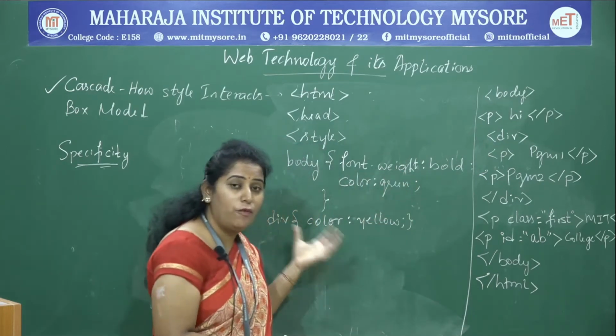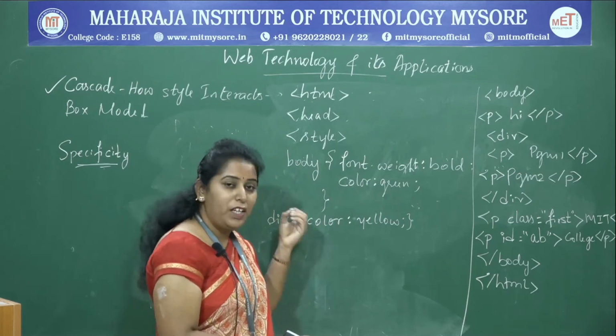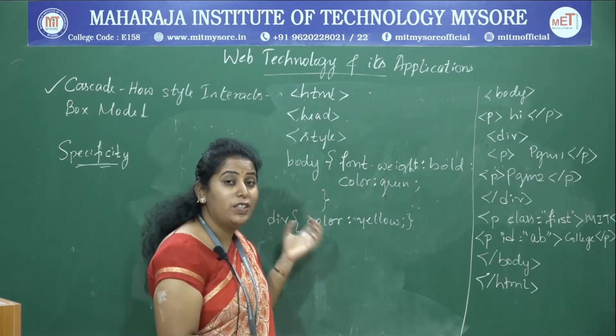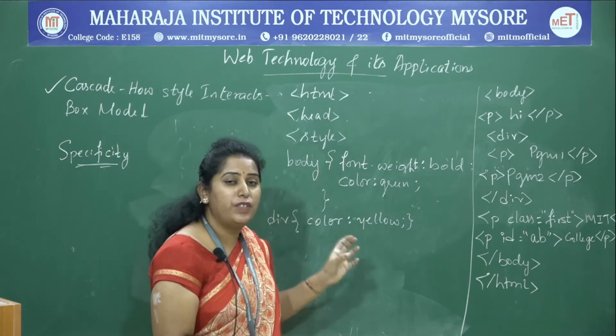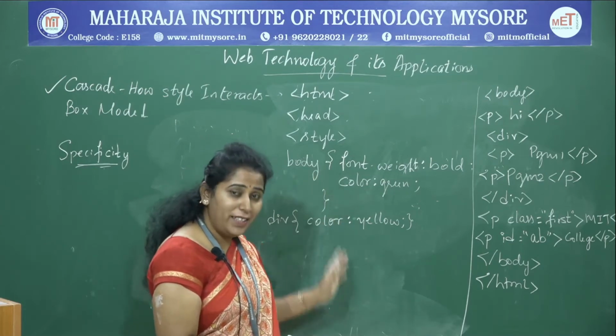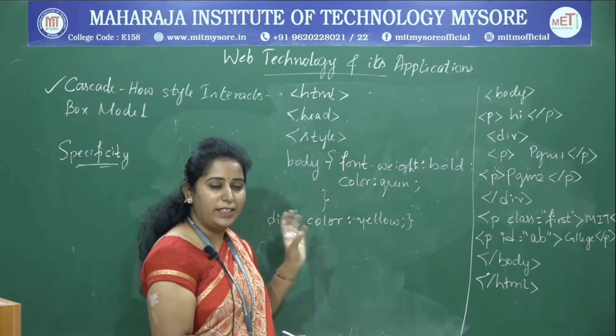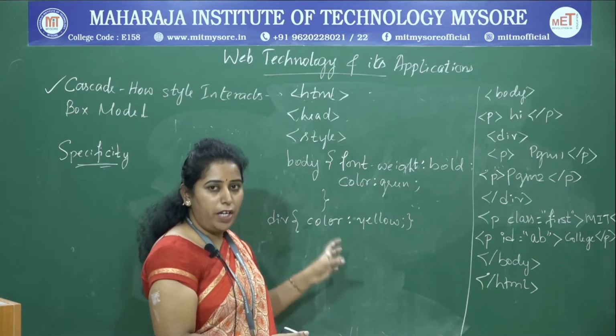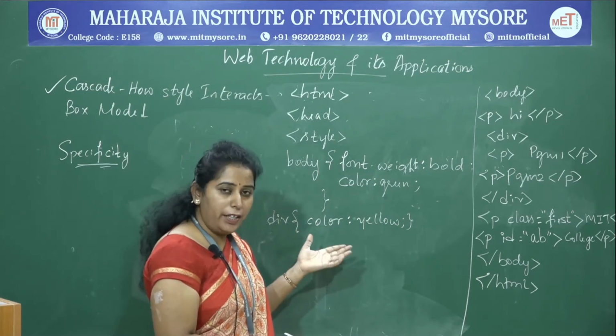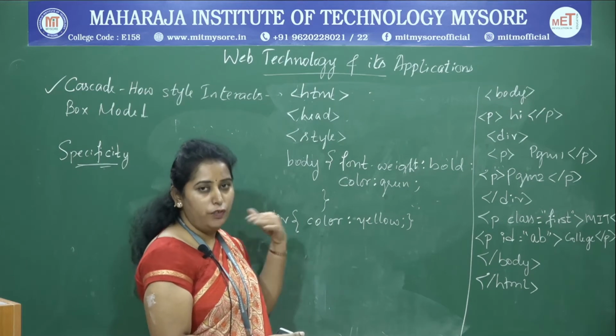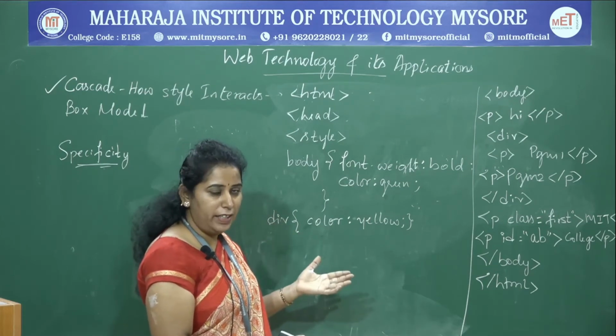So how is this conflict resolved? This is what we call specificity. In this case, the browser is going to assign weights or a priority. Based on that priority, it is going to display the contents.